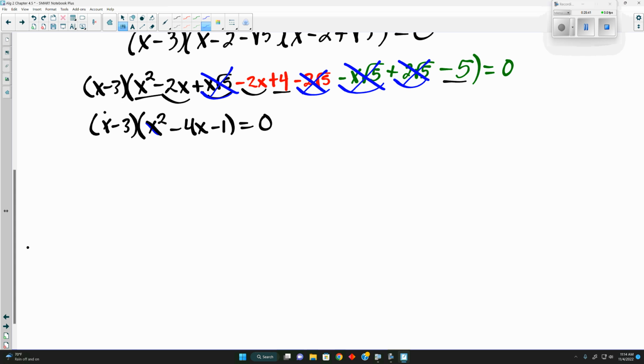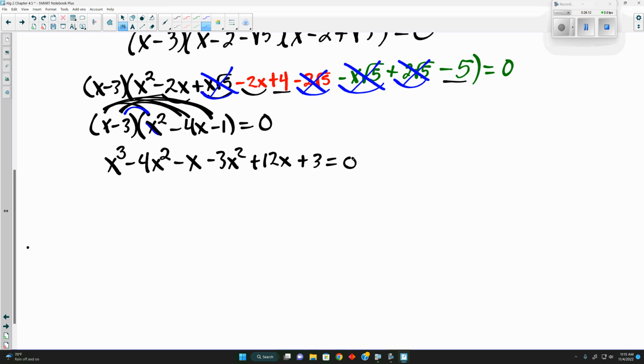And lastly, we multiply these here. So x times x squared is x cubed. X times negative 4x is negative 4x squared. And x times negative 1 is negative x. Then we'll do it with negative 3. Negative 3 times x squared is negative 3x squared. Negative 3 times negative 4x is plus 12x. And negative 3 times negative 1 is plus 3.